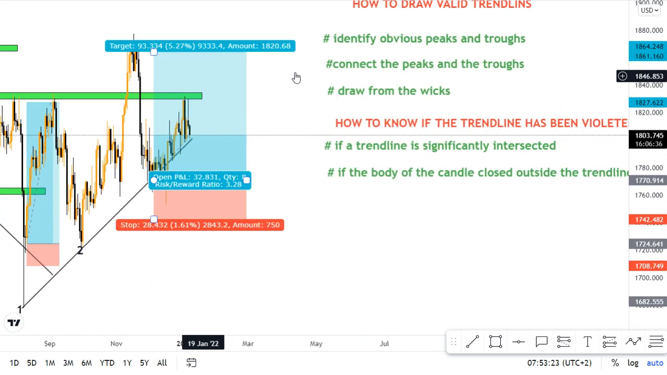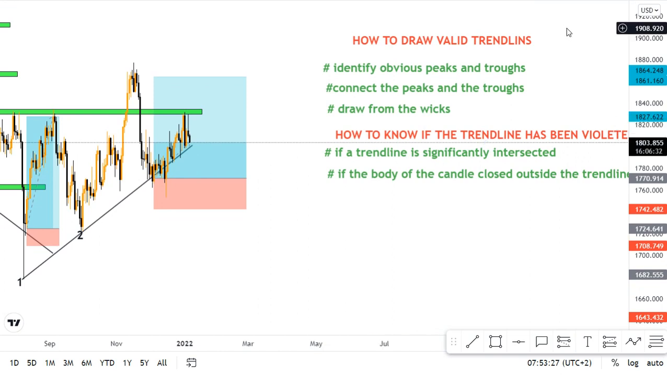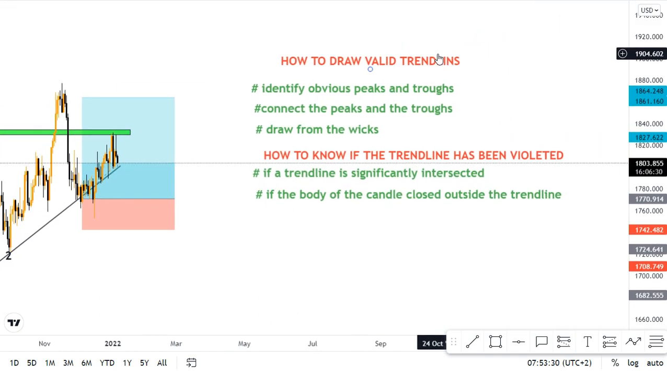Actually, it is the trend line trading strategy, and I'll be teaching you how to draw valid trend lines and how to know when a trend line has been violated, right? So number one, how to draw a valid trend line. You need to identify obvious peaks and troughs. A peak is a high, a trough is a low. When you draw a trend line, you need to identify obvious highs and lows, right?